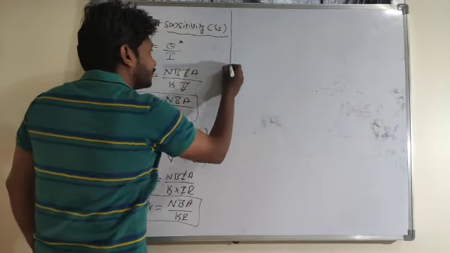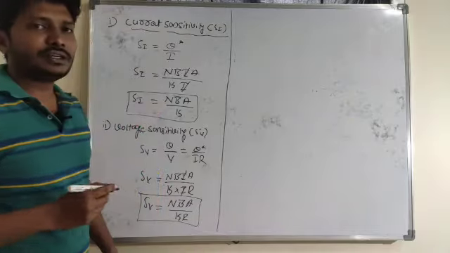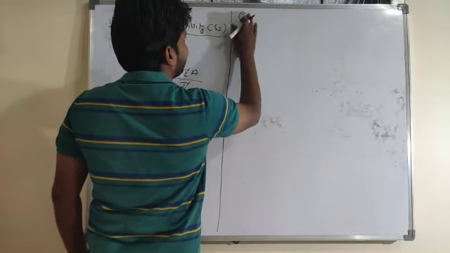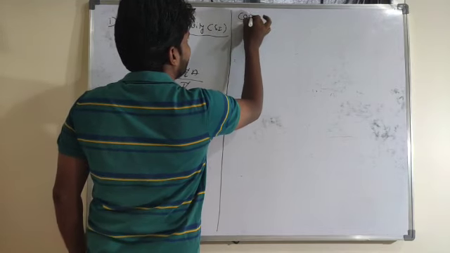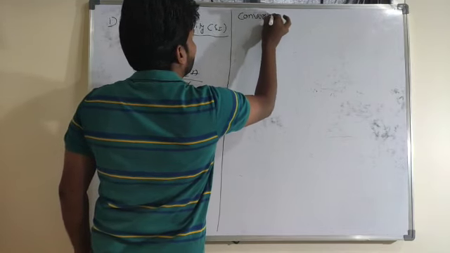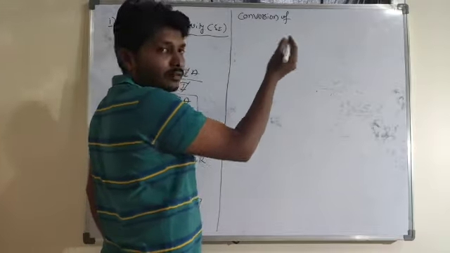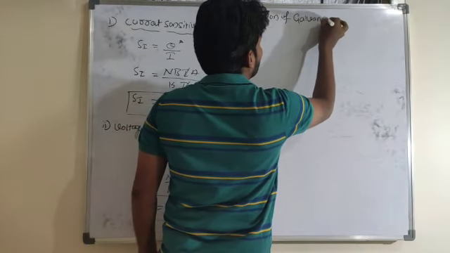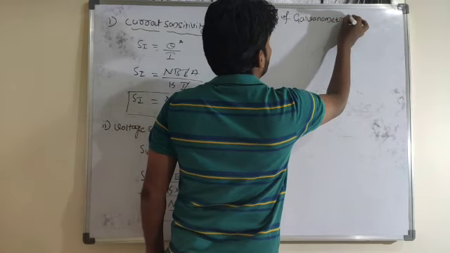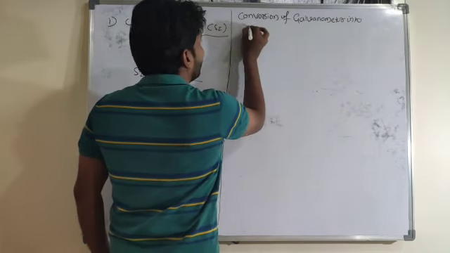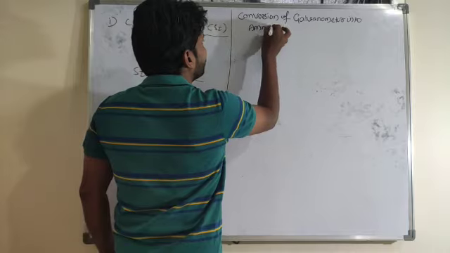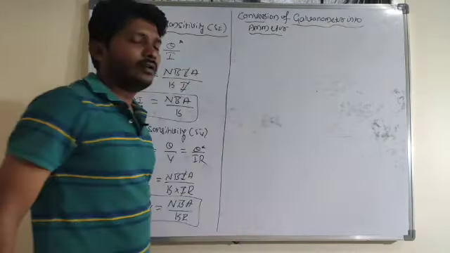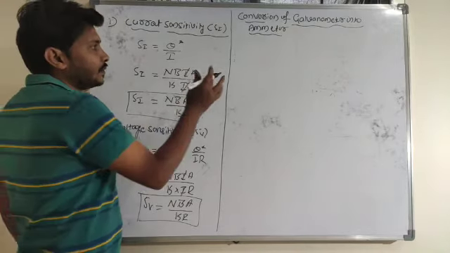So for the conversion of galvanometer into ammeter, let me write it here. Conversion of galvanometer into ammeter. So in order to convert that galvanometer into an ammeter, what shall I do here?